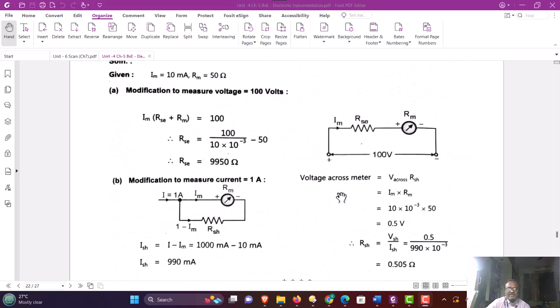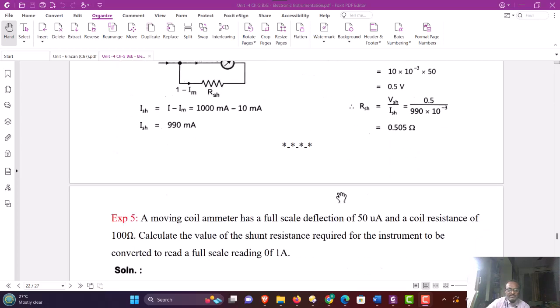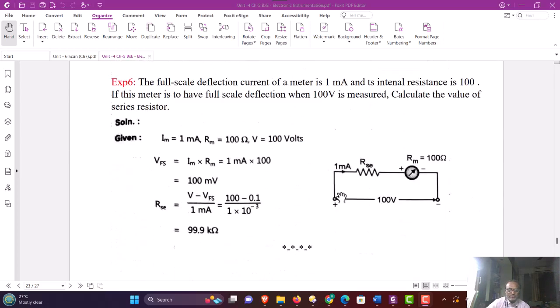So similar example problems asked in the previous examinations are shown here for your reference.